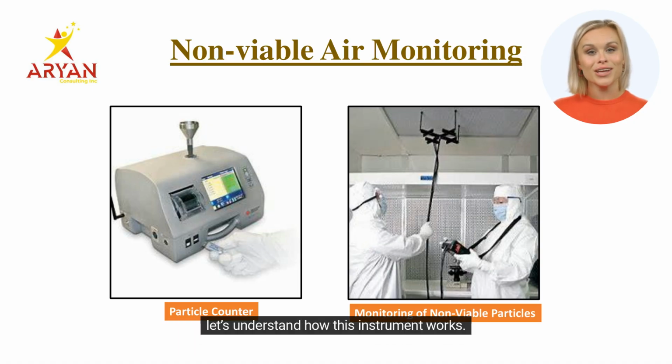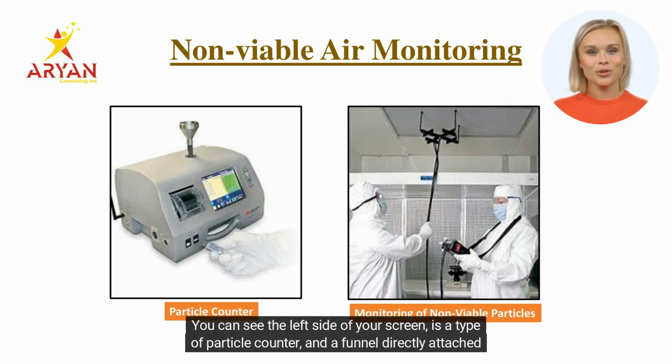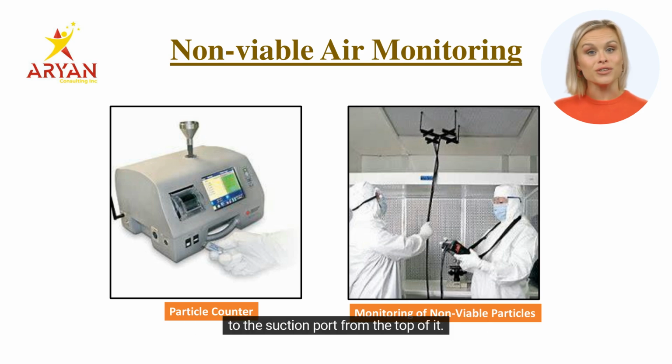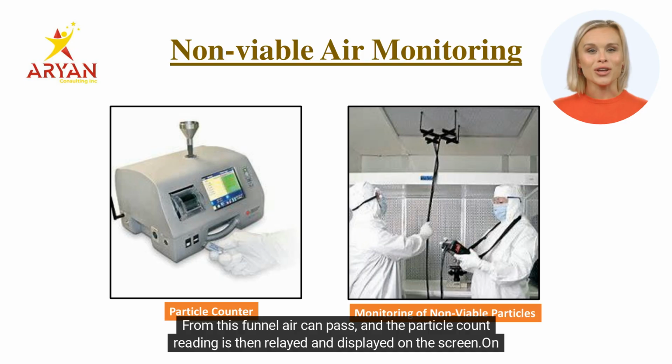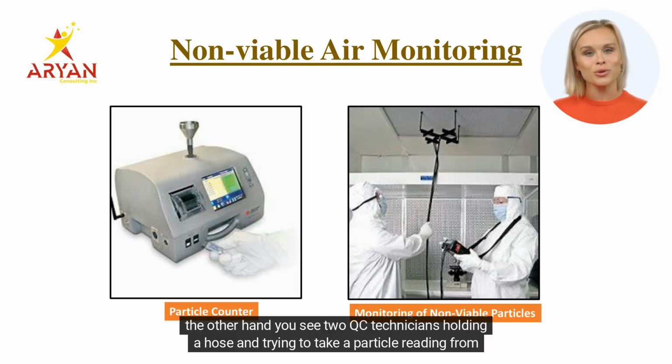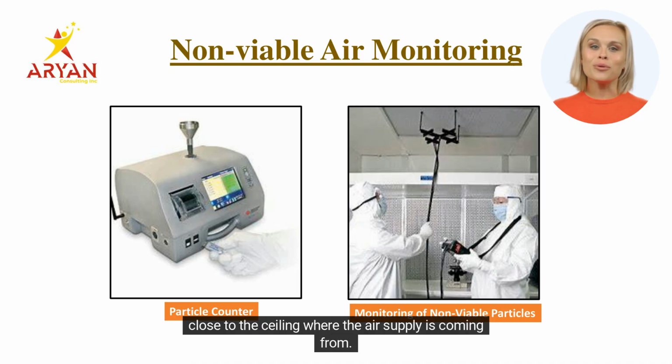Now let's understand how this instrument works. You can see the left side of your screen is a type of particle counter and a funnel directly attached to the suction port from the top of it. From this funnel air can pass and the particle count reading is then relayed and displayed on the screen. On the other hand, you see two QC technicians holding a hose and trying to take a particle reading from close to the ceiling where the air supply is coming from.